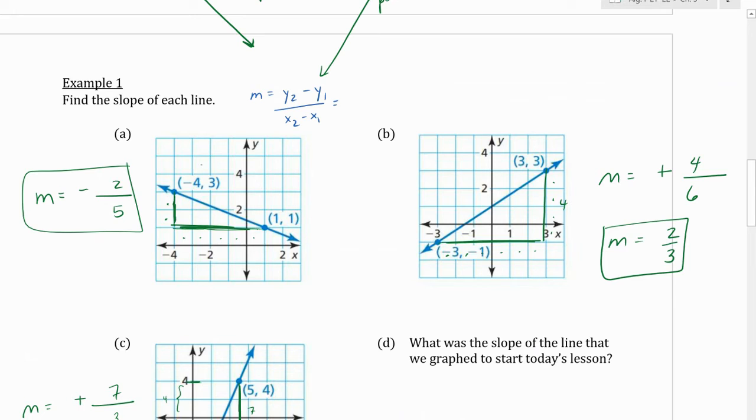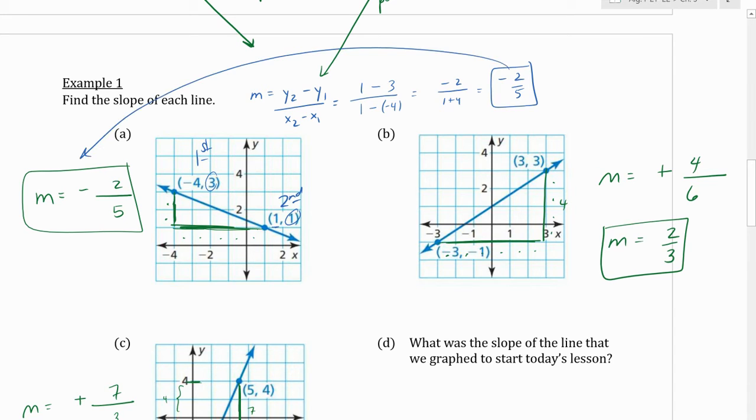then it's basically you pick a point. Say first point, second point. And that y sub 2 means the second y. It's like my second y is 1 right there, minus my first y of 3. Second x, 1, minus the first x, which is a negative 4. I get the same negative 2/5 I got just by counting blocks.